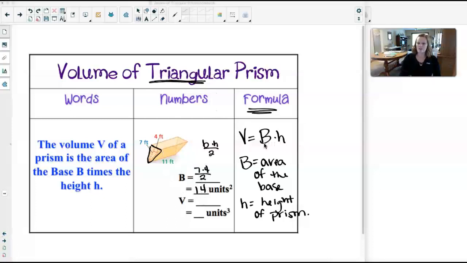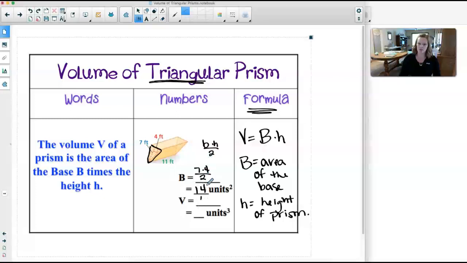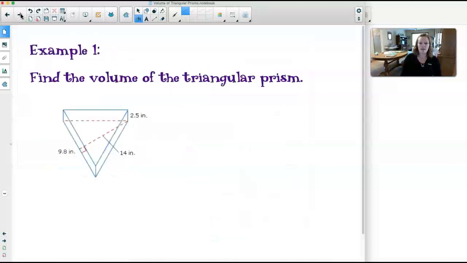Then, since the formula is capital B times H, we have to do 14 times the height of the prism. The height of the prism is the distance between the two triangles. So in this case, that's 11. So I'm going to grab my calculator and do 14 times 11, which is 154 units cubed, or in this case, 154 feet cubed. All right, so let's move on and try another example.